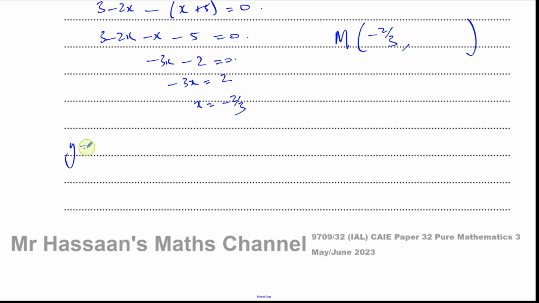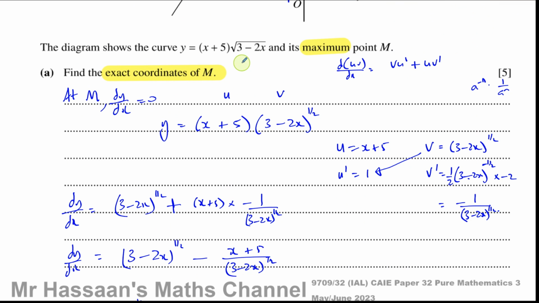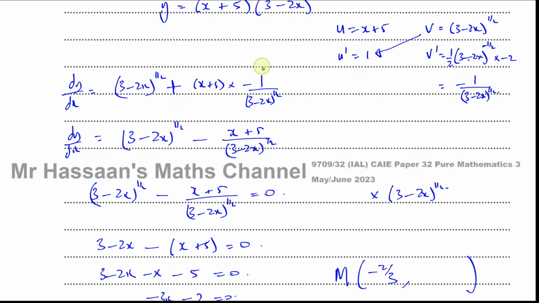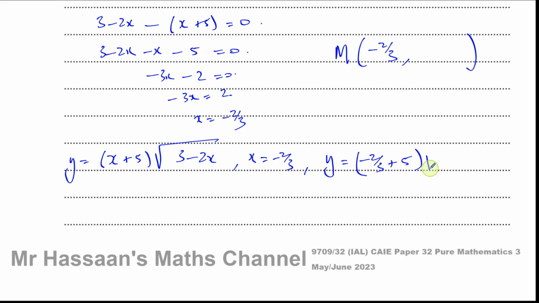So we now need to replace this minus 2/3 back into the original equation, which is (x plus 5) times the square root of (3 minus 2x). So this has to be substituted back into the original equation. When we put x equals minus 2/3 into here, what do we get? We get y equals (minus 2/3 plus 5) times the square root of (3 minus 2 times negative 2/3).